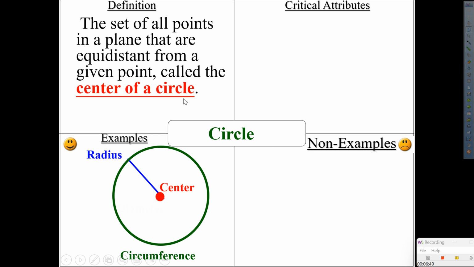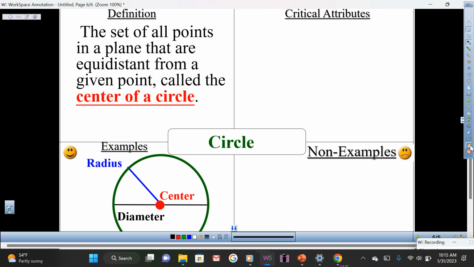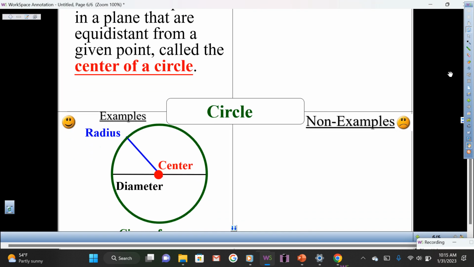All the points, that means the green part of the circle, the circumference, is made of a bunch of points that are what? Equidistant from the center. Equidistant from the center. All right. So now that we know the definition, let's write a non-example.